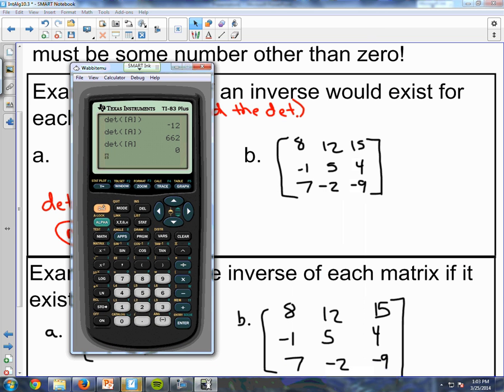Try the other. So matrix, go to edit. Now we want to make it a 3 by 3. Punch it in: 8, 12, 15, -1, 5, 4, 7, -2, -9, enter. Double check it. Got 8, 12, 15, -1, 5, 4, 7, -2, -9. All right, looks good. Back out. Do the same stuff we just did. Go to matrix, math, determinant, tell it matrix, the one we just used, which was A, close it, enter. I get -563.